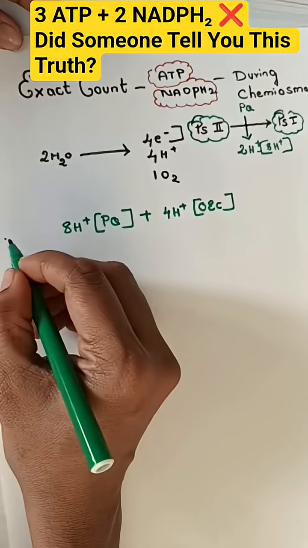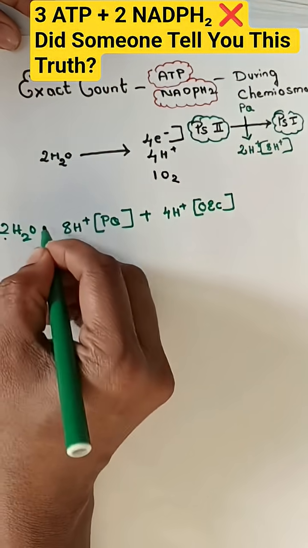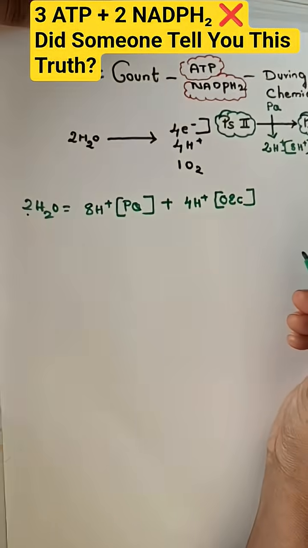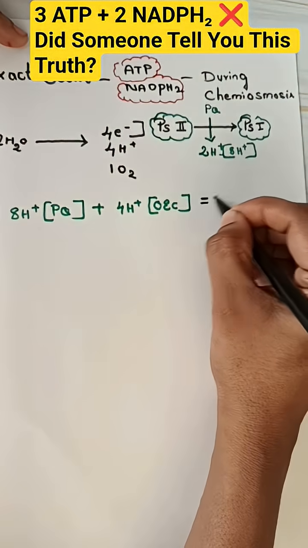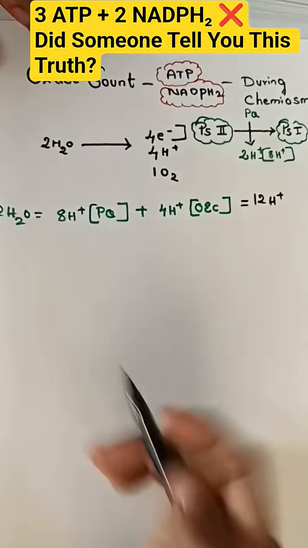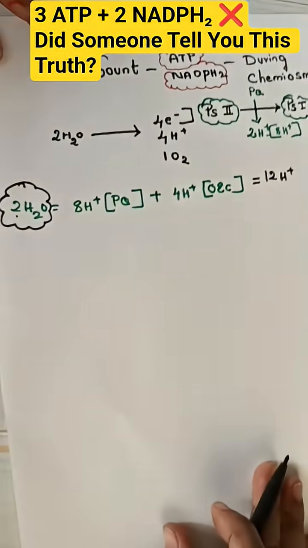This is the count for how many water molecules? This is the count for 2 water molecules. When 2 water molecules give you 12 protons, 8 plus 4, how many protons are there? 12 protons per 2 water molecules. Is this clear what I'm saying?